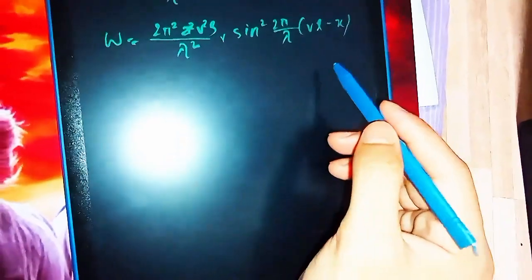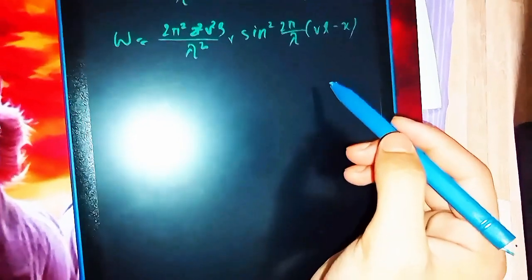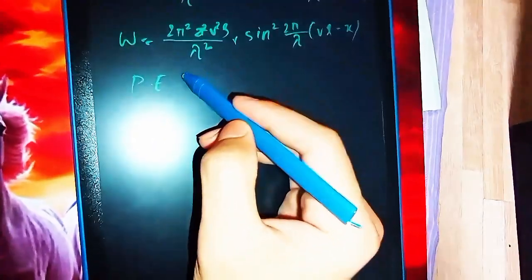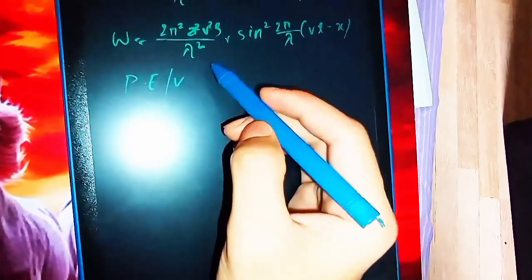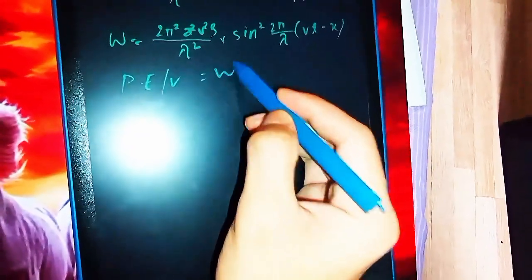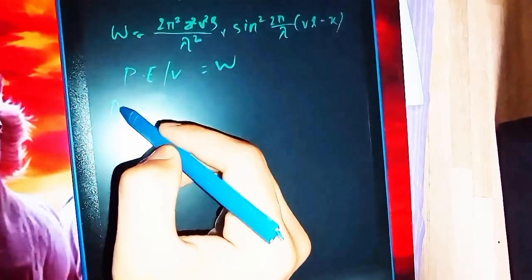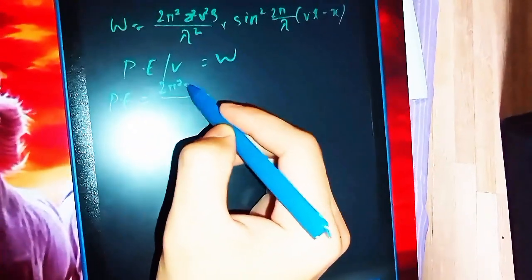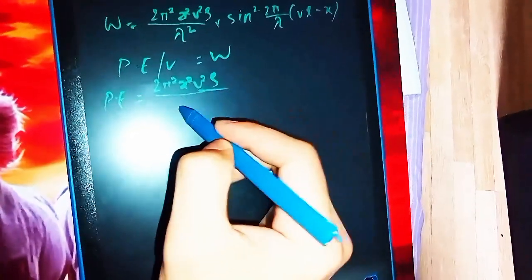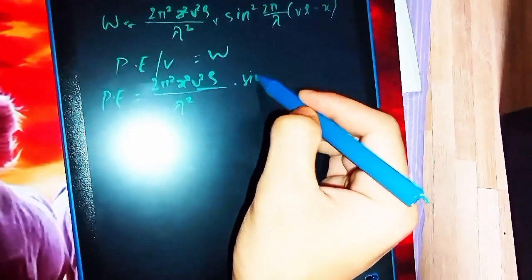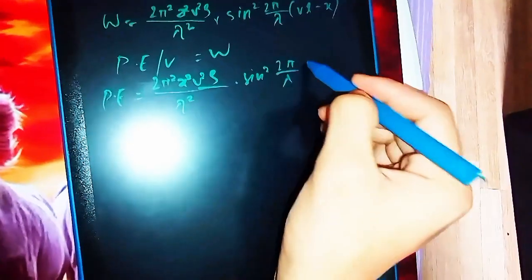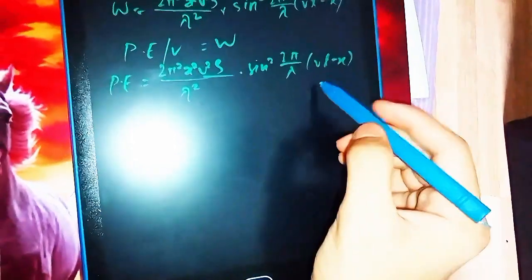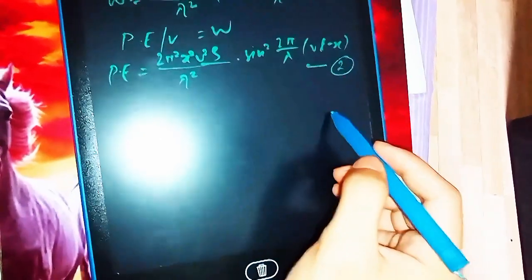Since potential energy per unit volume of the particle in the medium is equal to work done, potential energy will also be equal to 2 pi square a square v square rho by lambda square times sine square 2 pi by lambda (vt minus x). I hope you understand. Say it is equation number 2.